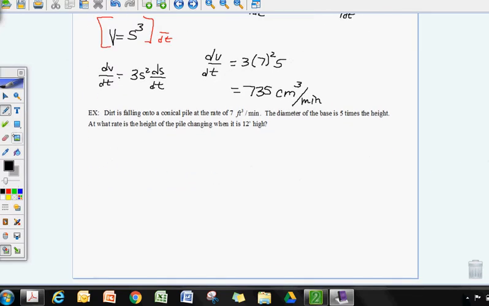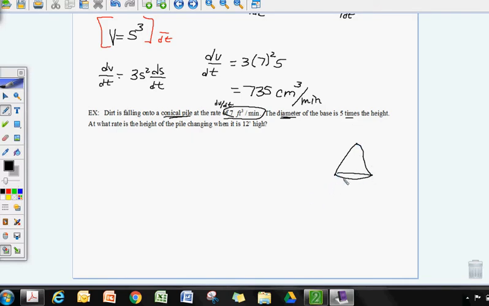So for this last problem, dirt is falling into a conical pile, a problem from yesterday, at a rate of 7 feet cubed per minute. The diameter of the base is 5 times the height. At what rate is the height of the pile changing when the height is 12? Okay, so the 7 feet cubed per minute is dV/dt. Got it. The diameter of the base is 5 times the height. So, a conical pile. Sorry, it doesn't look that much like a cone.